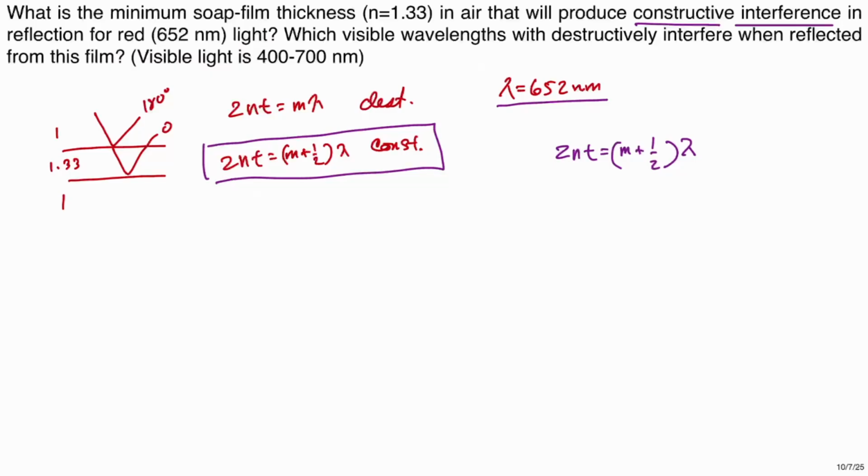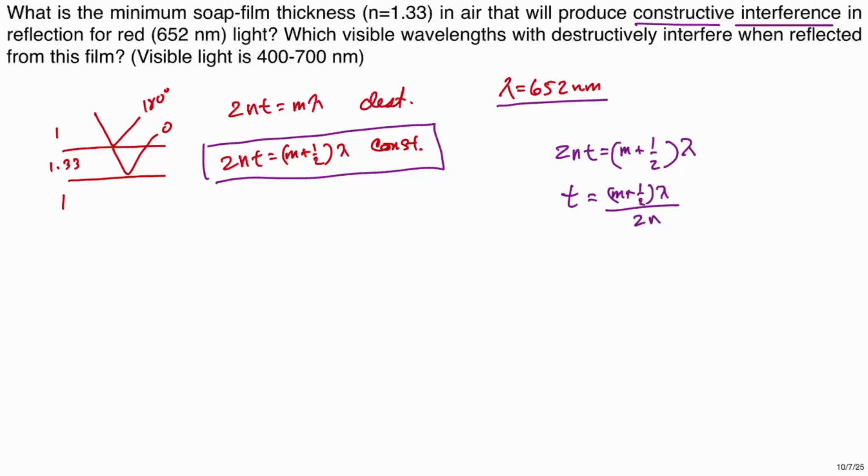How do we make t as small as possible, right? We're solving for t, which is going to be m plus a half lambda divided by 2n, right? What value of m do we pick to make t as small as possible? And what's the smallest m we can put in there? 0. I know. It's a little bit tricky. Right? But we can put 0 in for m. As long as there's a half, you can use 0.